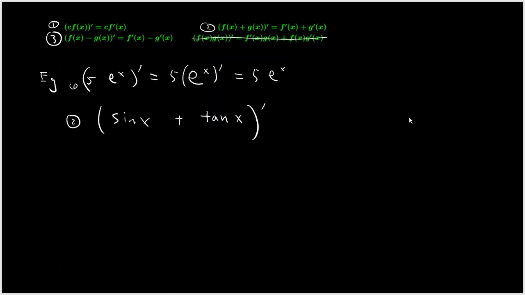Now we're going to apply formula number 2. Formula number 2 tells you the derivative of the sum of two functions is equal to the derivative of sine of x plus the derivative of tan of x. So do you see property number 2? It means the derivative of the sum of two functions is equal to the sum of two derivatives, right? The derivative of the sum of two functions is the same thing as the sum of two derivatives.